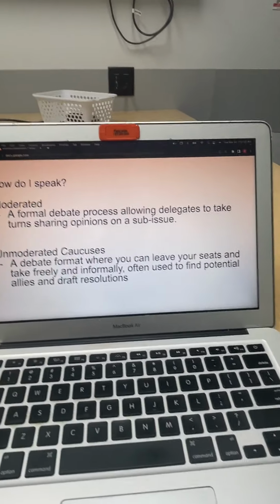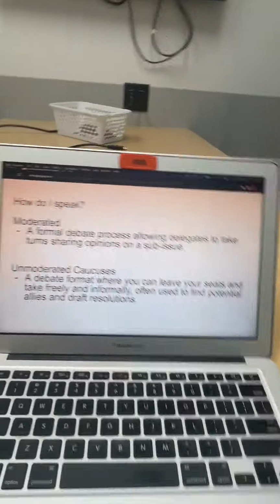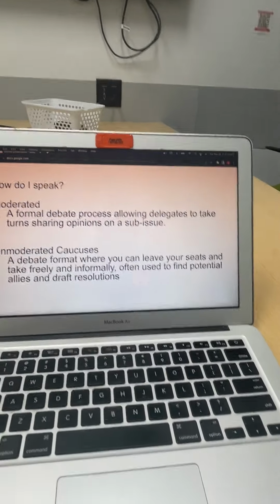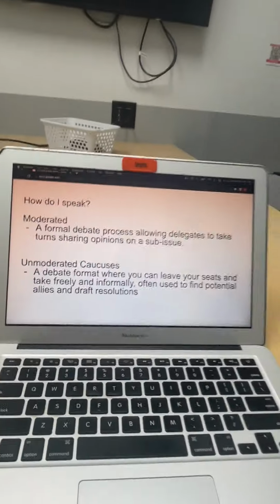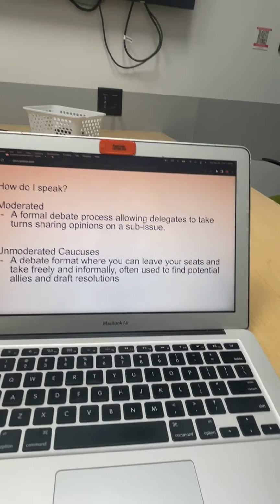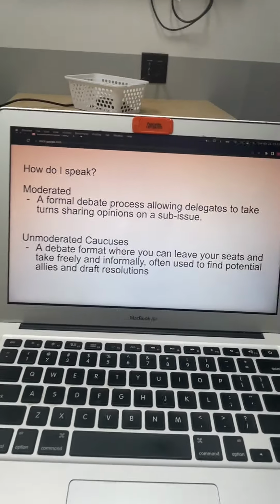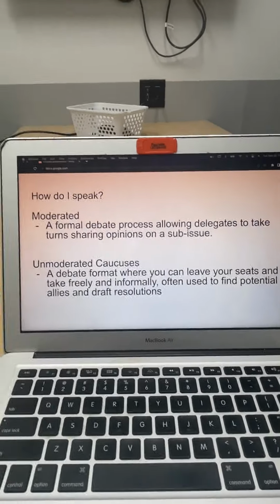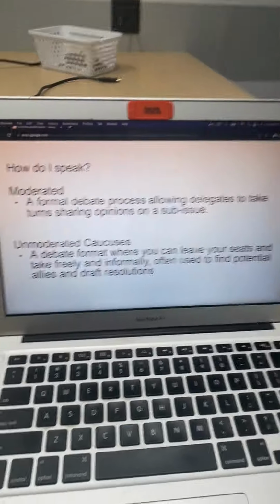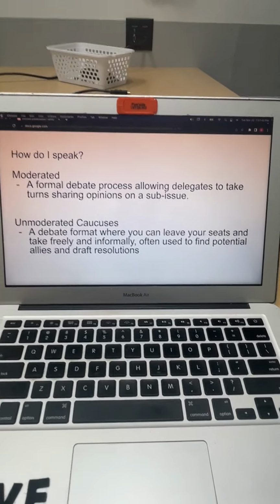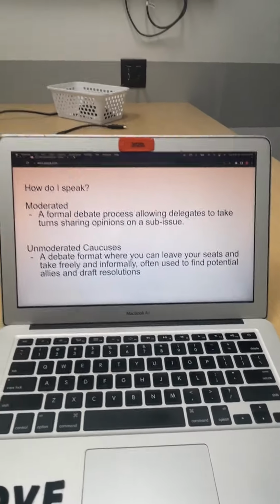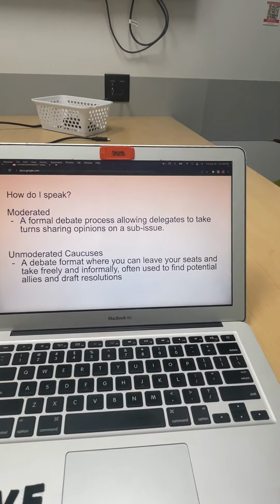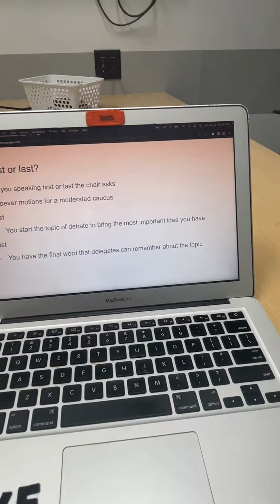Unmoderated caucuses are where you can leave your seats, you can go talk freely, you can make friends, you can do whatever you'd like, go to the bathroom, eat food, but mostly this is a great time to find potential allies and draft resolutions. There is obviously a limit to the amount of unmoderated caucuses you can have, because this is a formal debate structure, and so they encourage more and more moderated debates.